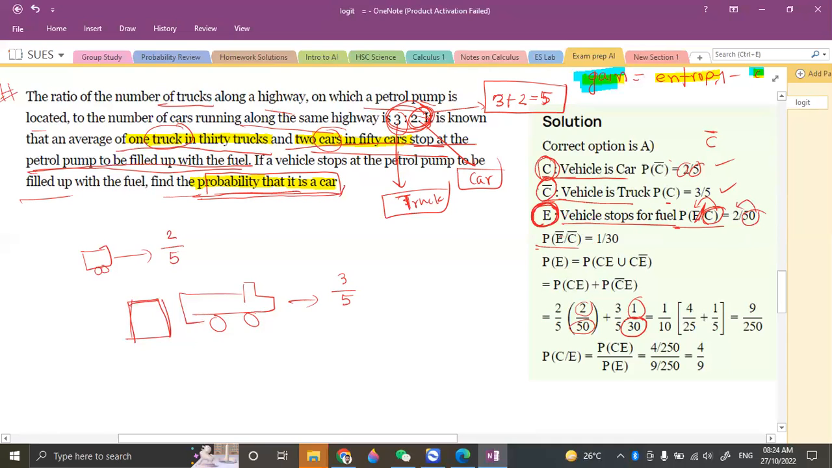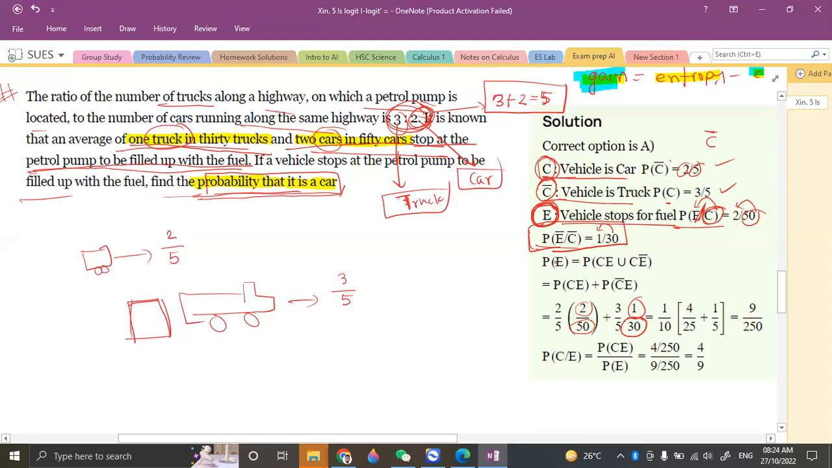And then here, for trucks, 1 in 30. Okay. Now you see here, this is the probability of trucks that stop for fuel. So 1 out of 30 trucks stop for fuel, right? You see here, 1 truck in 30 trucks stops for fuel.